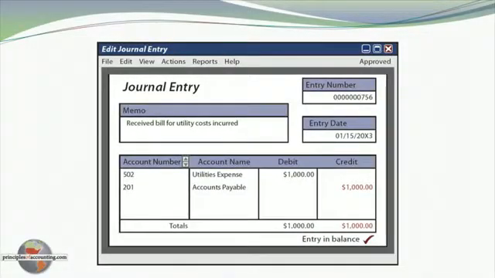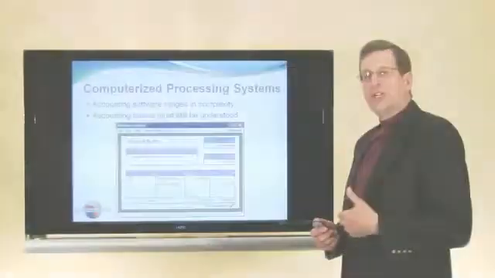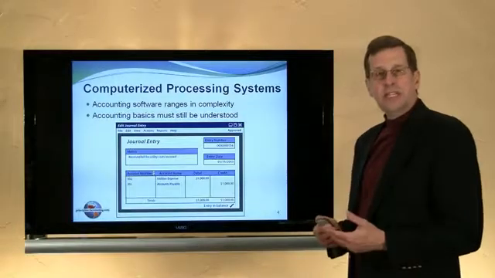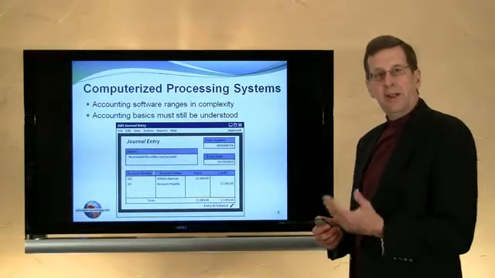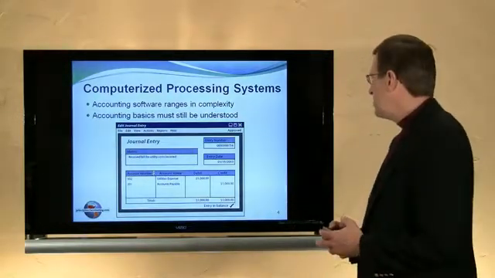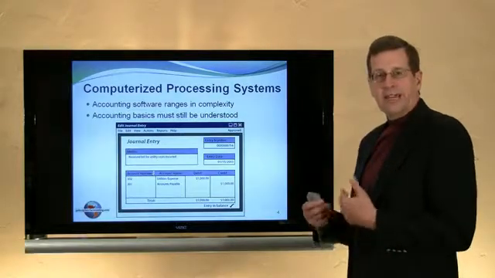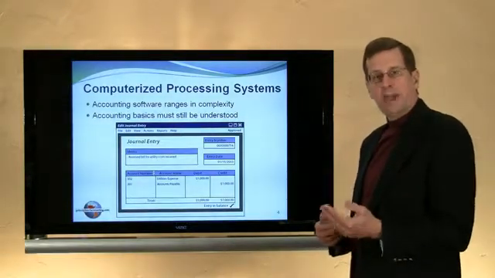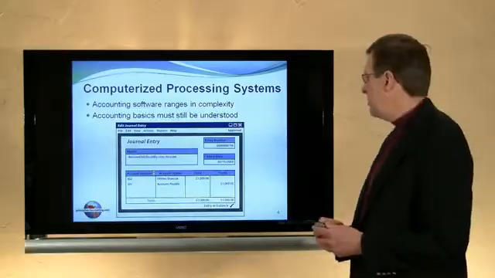Here's an example of a screenshot from a typical accounting software package. This is a journal entry screenshot. It's for a particular utility bill that was received for the month. The entry number is automated. It sequences. As each new transaction is about to be entered, it automatically assigns a sequence number to the transaction. The entry date, the date of the transaction, is probably automated by the accounting system with perhaps an override function.